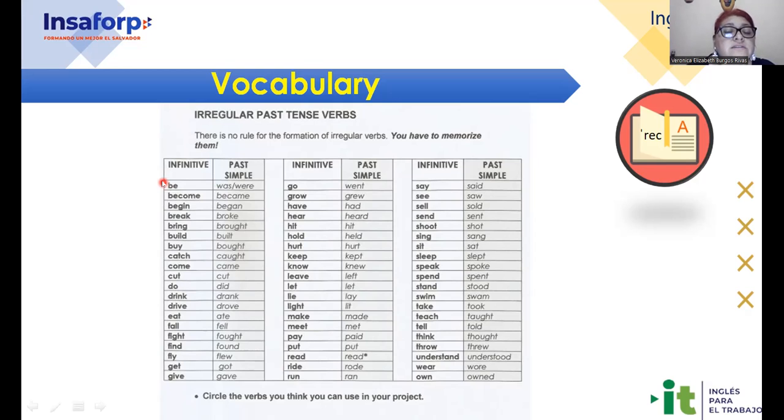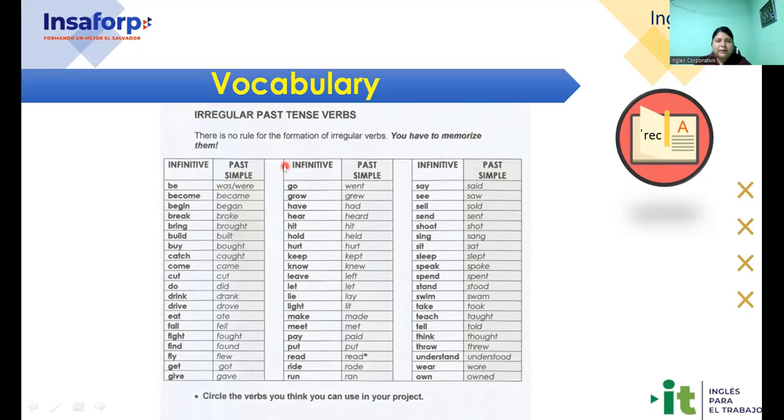Be, was, were, become, became, begin, began, break, broke, bring, brought, build, built. Buy, bought, catch, caught. Cut. Come, came. Do, did, drink, drank, drive, drove, eat, ate, hold, held. Fight, find, found, fly, get, got, give, gave. Okay, thank you so much, Veronica.